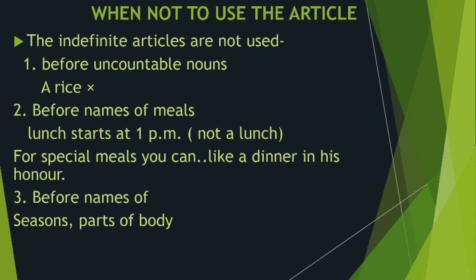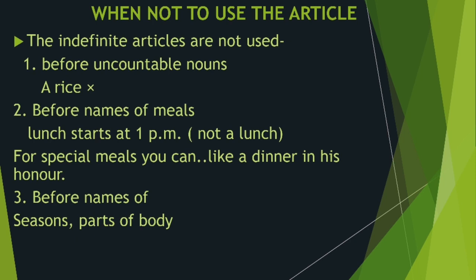Before names of meals, never use an article for meal names like lunch, dinner, supper. Lunch starts at 1 PM. You will not say, a lunch starts at 1 PM. Okay? If you are talking about a special meal, at that time you can use a. Like, a dinner in his honor. So we have organized a dinner in his honor. That means in his honor, for the happiness of his arrival, we have organized a dinner. That time you can use it. If you are talking about a special meal.